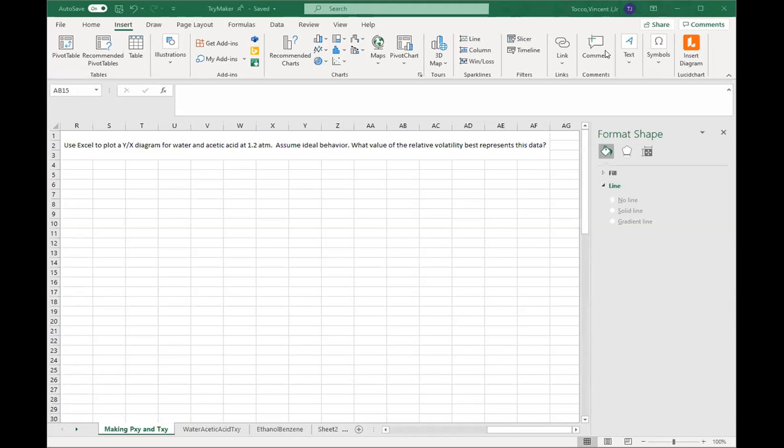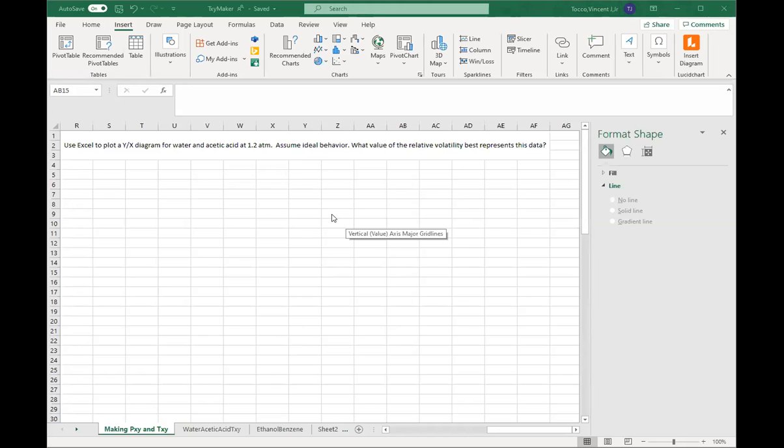This will be another short Excel tutorial for how to use Excel to plot an XY diagram. The specific example is going to be for the water acetic acid system, assuming ideal behavior at 1.2 atmospheres. And I'll also want to know what value of the relative volatility best represents this data. So this should be a familiar example.